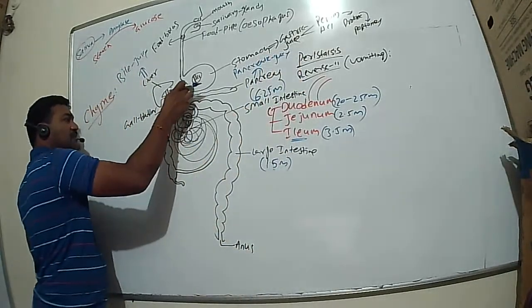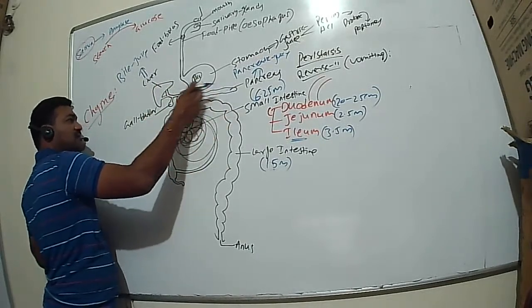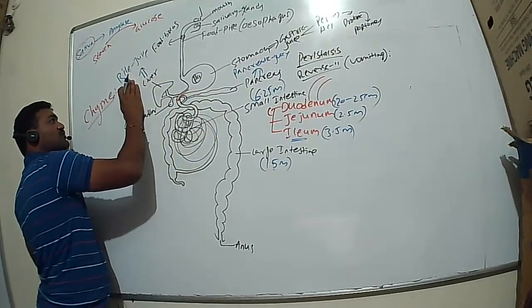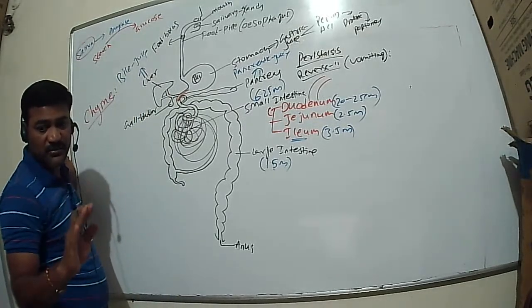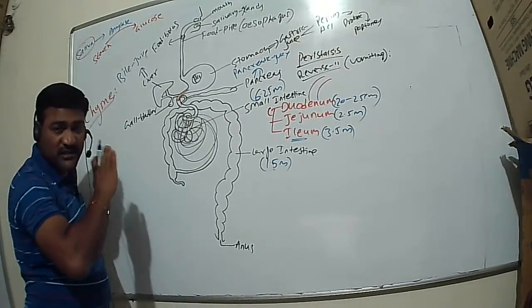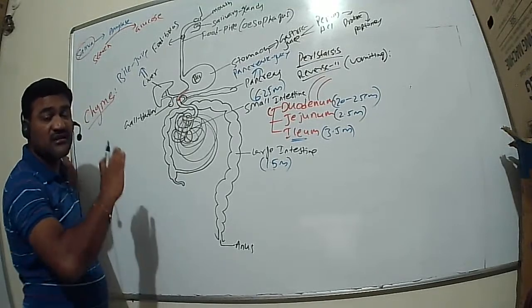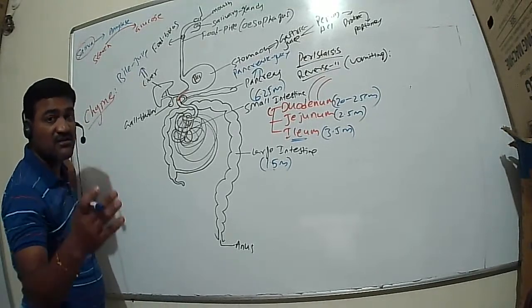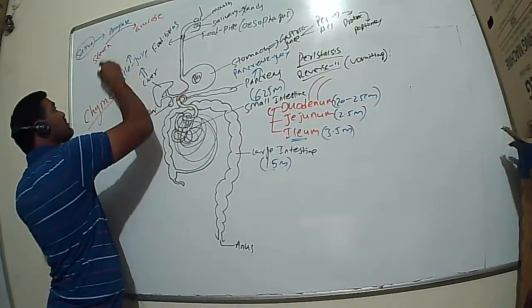So when the chyme comes from the stomach into the duodenum, the liver releases bile juice and the pancreas releases pancreatic juice. What is the function of bile juice? Remember, bile juice does not contain any enzymes. Very, very important: the only digestive gland which does not release any digestive enzymes is the liver. Then what does it do? It releases bile juice, which helps in emulsification of fats.